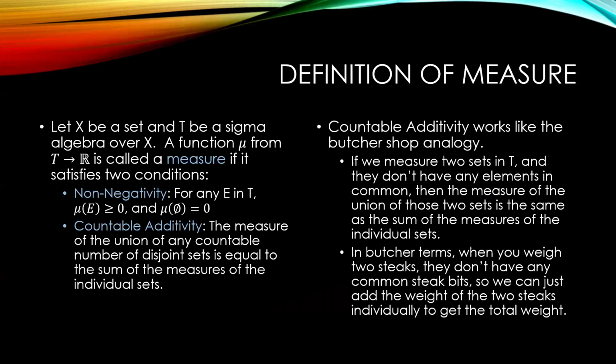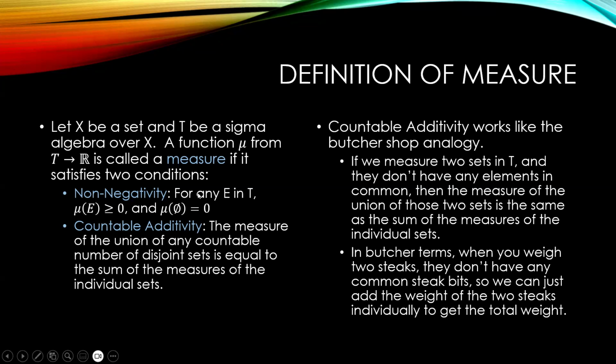Well, let's define what we mean by measure. Again, we're going to go back to the idea of the ice cream or the butcher shop model. Let X be a set and T be a sigma algebra over X. A function mu, that's the Greek letter mu, from T to R is called a measure if it satisfies two conditions. The first is non-negativity. For any element in T, the measure of this subset is greater than or equal to 0. And the measure of the empty set must always be equal to 0.